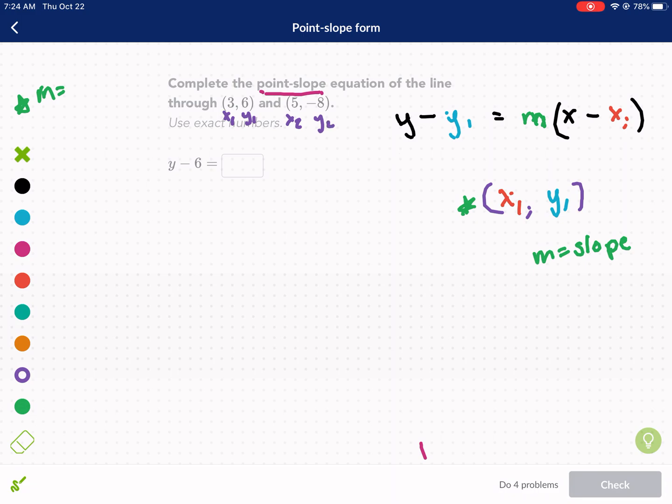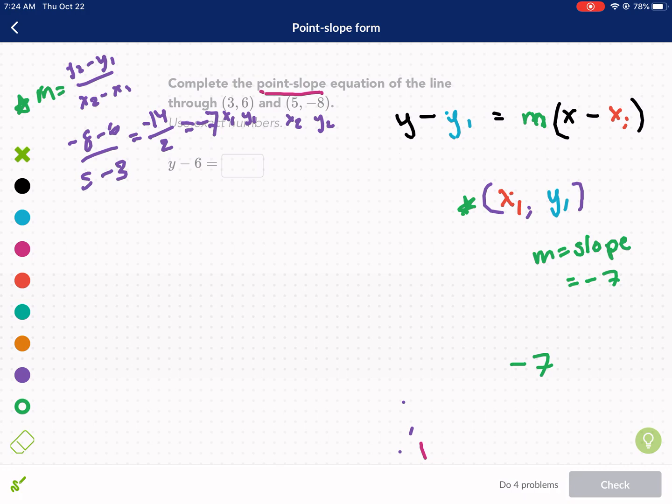The formula for finding the slope is the difference of the y's, y2 minus y1, over x2 minus x1. You rise with your y's and you run with your x's. So we have negative 8 minus 6 on top, and 5 minus 3 on the bottom. That gives us negative 14 over 2, which is equal to negative 7 for our slope. So now we know our slope is equal to negative 7, and we're going to plug that into our formula.